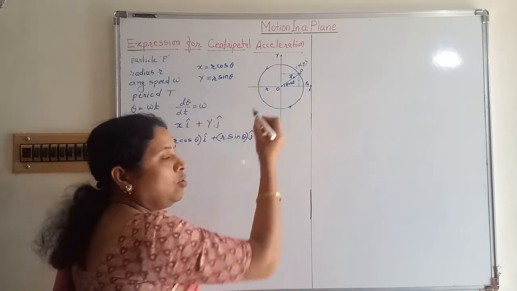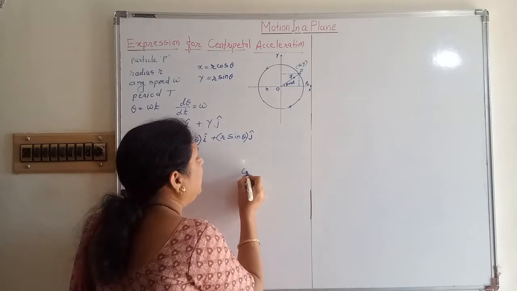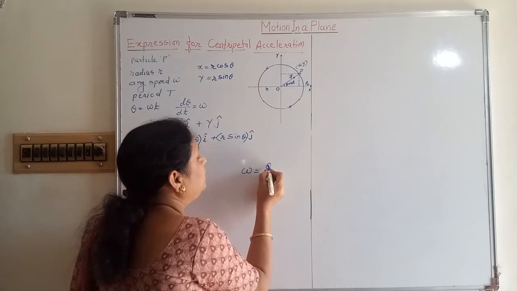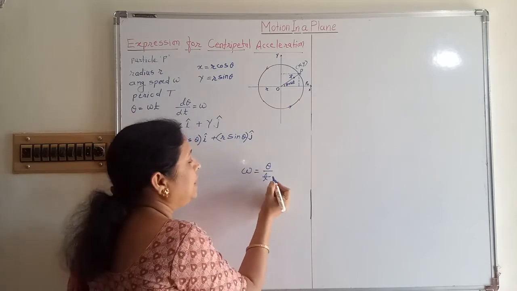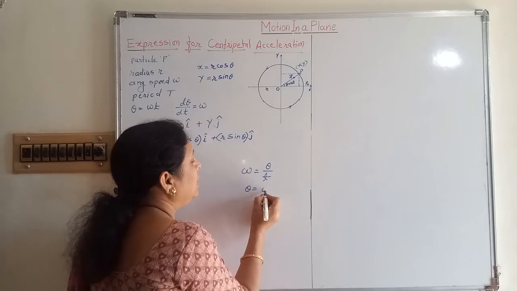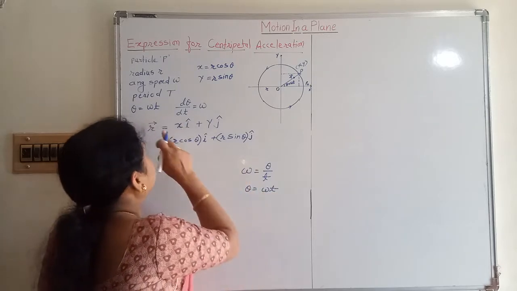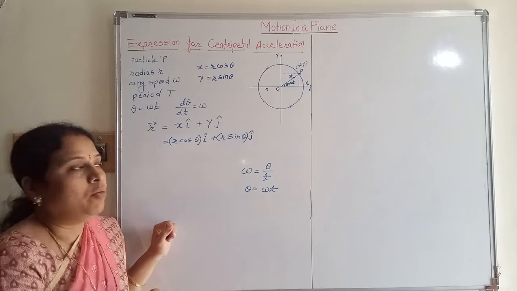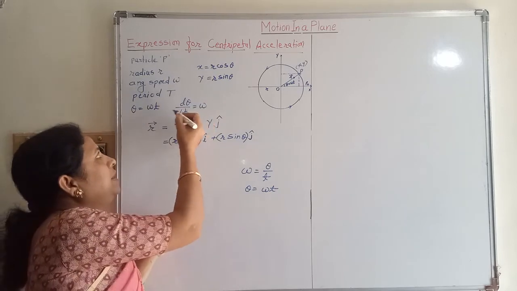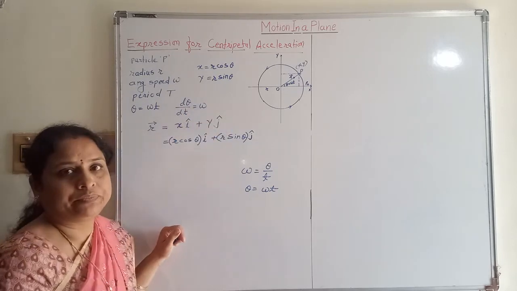Angular speed is omega, and as we know, the angular speed omega is the rate of change of angular displacement, that is, theta upon t. So I can write theta is equal to omega t, and therefore d theta upon dt is equal to omega.